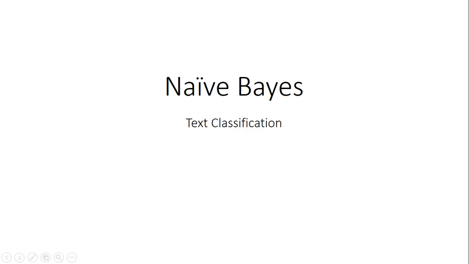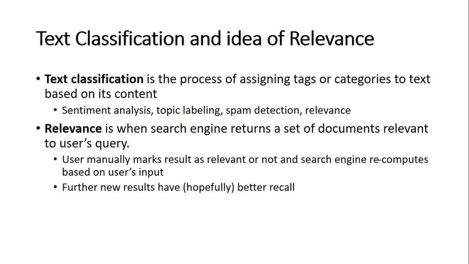In this video, I will explain how we can use naive Bayes algorithm for text classification. Let's first discuss the idea of text classification and relevance. Text classification is the process of assigning tags or categories to text based on its content. It is highly used in sentiment analysis, topic labeling, spam detection, and relevance. For example, whether the current email that we received should be categorized as spam or not. Naive Bayes algorithm would help us achieve the results.